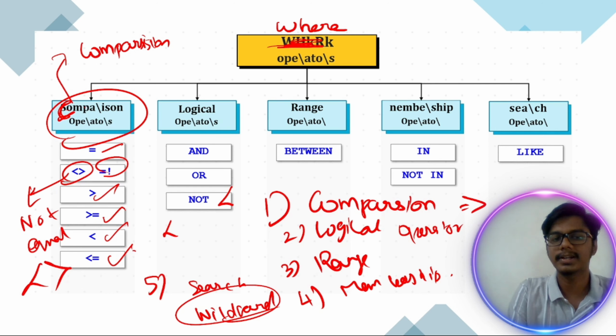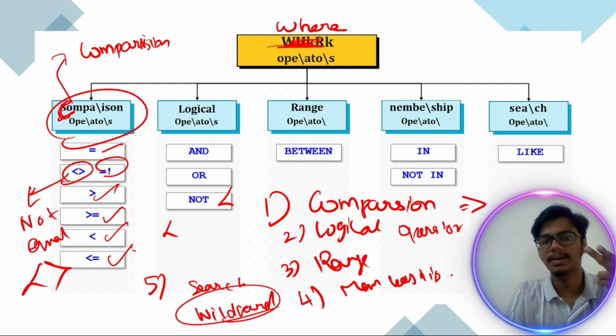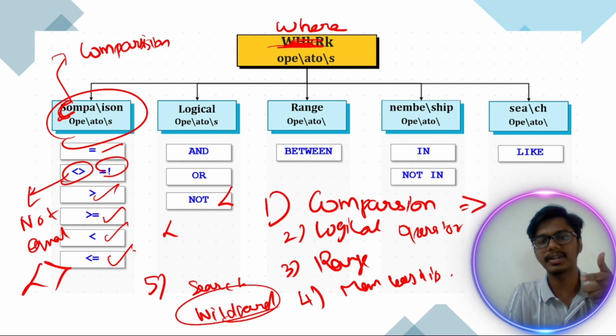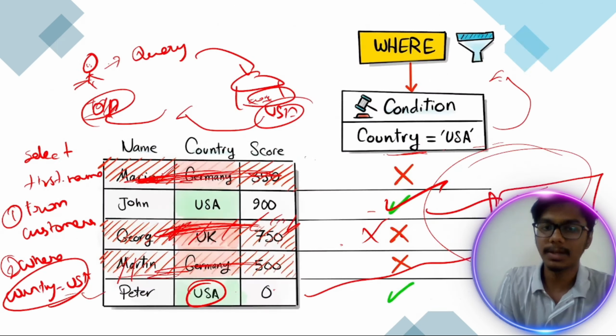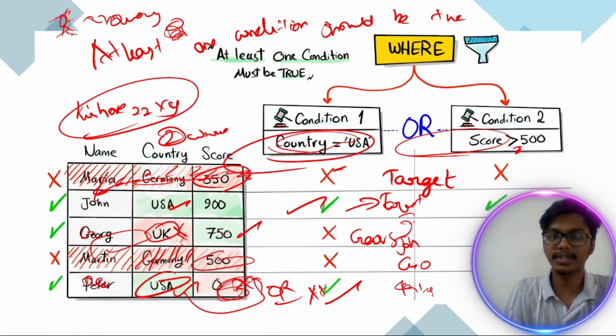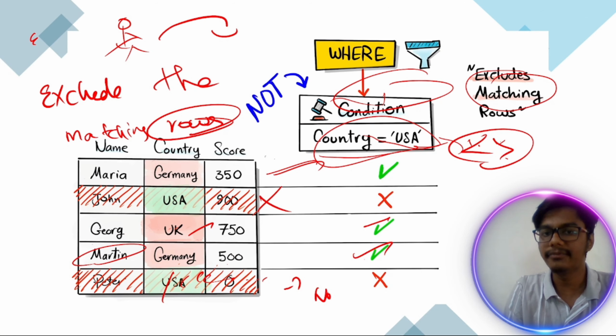So far we have taught the comparison operators and logical operators. In the comparison operators we discussed equal to, not equal to, greater than or equal to, less than or equal to. And the second point, the logical operators AND, OR, NOT. And now let's get into the range operator. Range is nothing but between. Range means between the range.